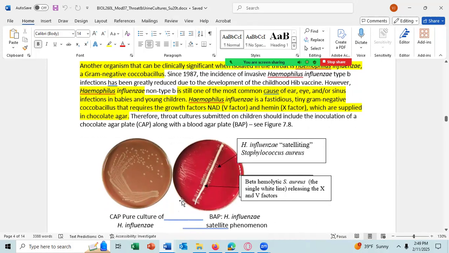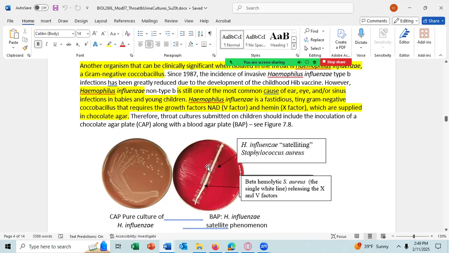So if you streak Haemophilus influenzae on a chocolate agar plate, you will get the colonies growing. But if you were to streak it on blood agar, you would not, unless you were to do a specific test, and that is you can streak Staphylococcus aureus on the blood agar in a single streak going this way, and then streak the Haemophilus influenzae this way on the blood agar plate.